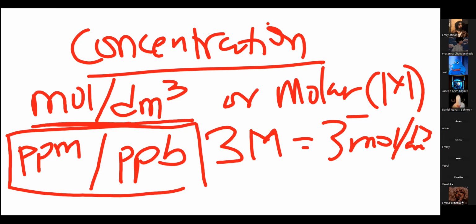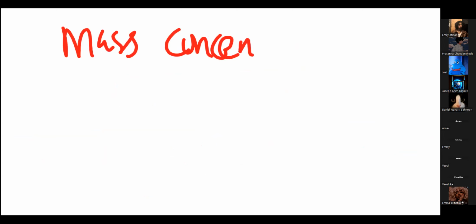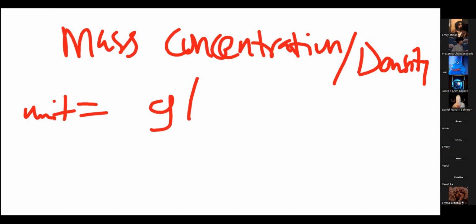Good. Another unit, part of concentration we talk about, is mass concentration. In chemistry we say mass concentration; physics says density. It's the same as density, so if you know the formula for density, mass over volume. The unit for mass concentration is very, very important. It's gram per dm cube.